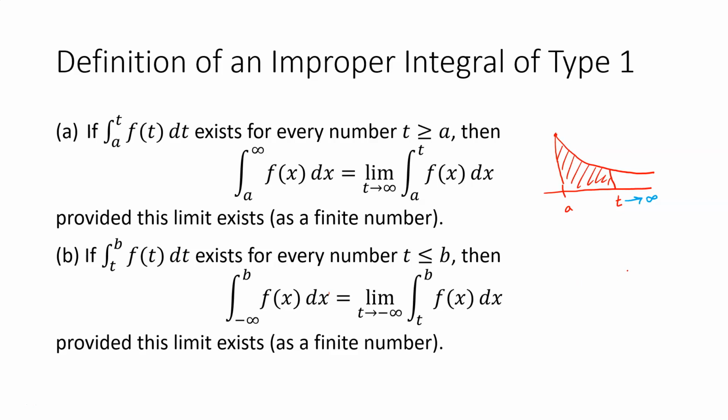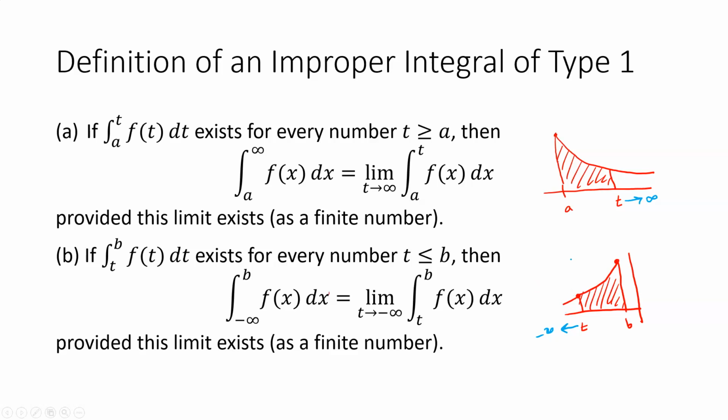So in the second case here we're looking at some region from negative infinity to b, some other point b here. Again, we're taking this finite area from t to b, but then taking t to negative infinity. And so that would give the area of, again, this infinite region.